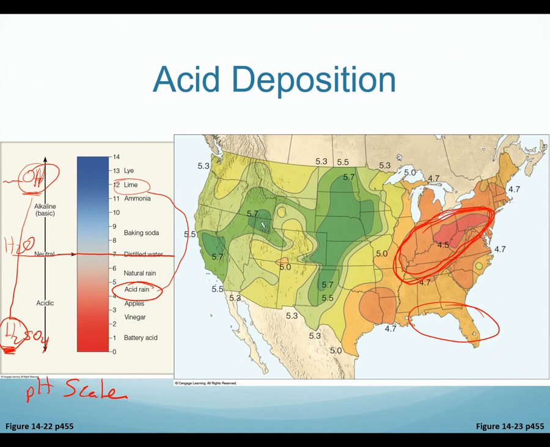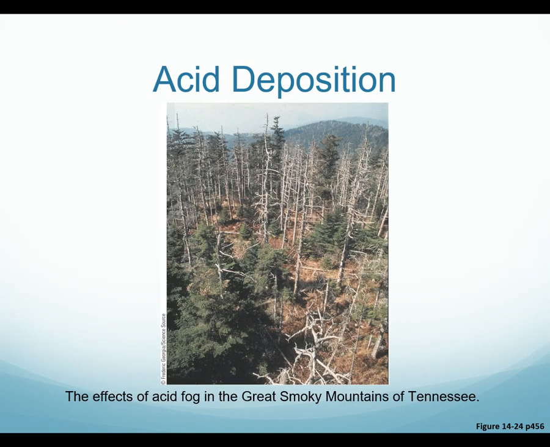Okay, so what can acid rain do? You saw an example of what it can do to a statue. Here's an example of acid deposition in a forest of the Great Smoky Mountains in Tennessee. It is a problem, and we work continually to try and eliminate the problem of acid rain.